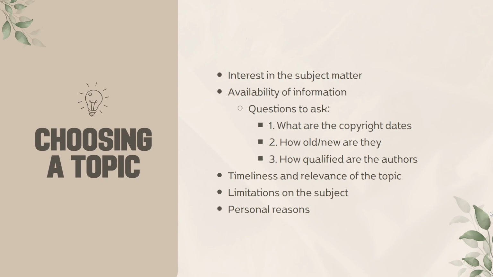Next is the availability of information. When choosing your topic, you must be able to get information about it from updated books, websites, and other sources. Now, there are things to consider when analyzing how available information is for that topic. First is, what are the copyright dates? So, how or when was this study made? When was this information published?